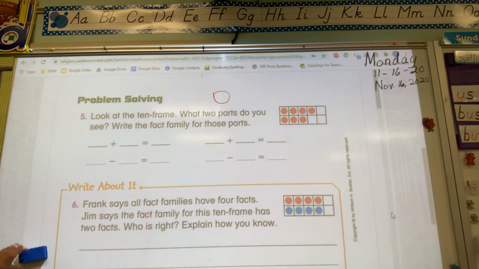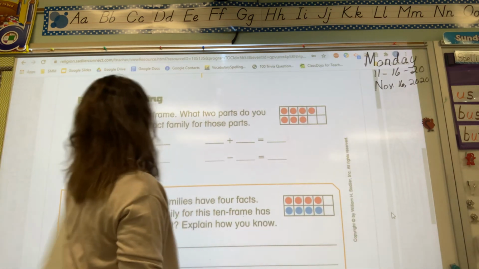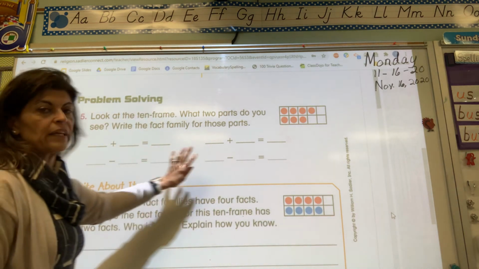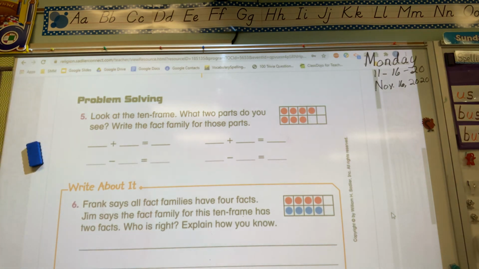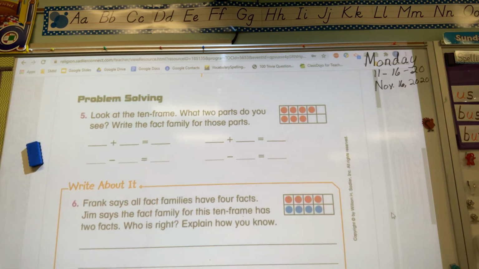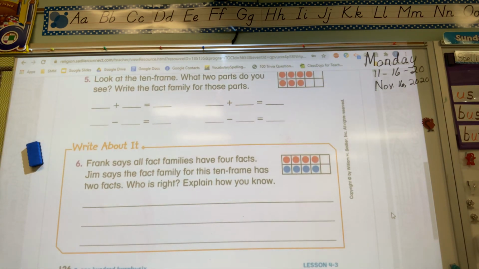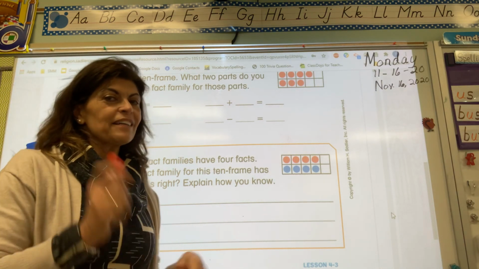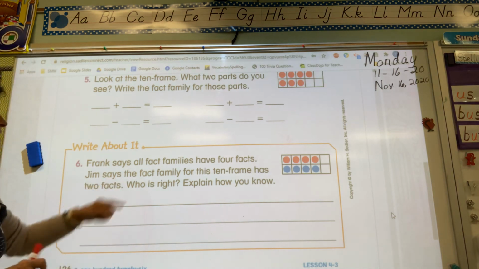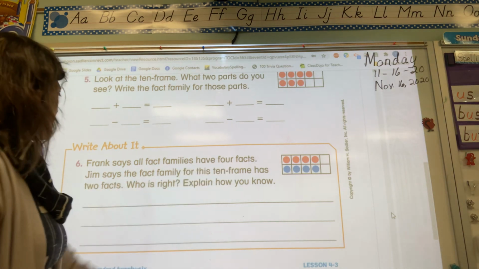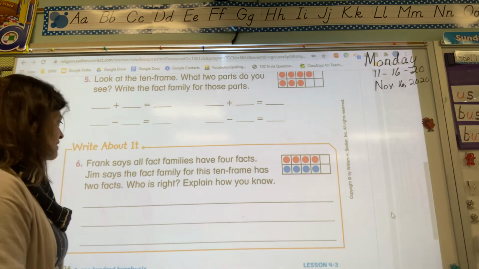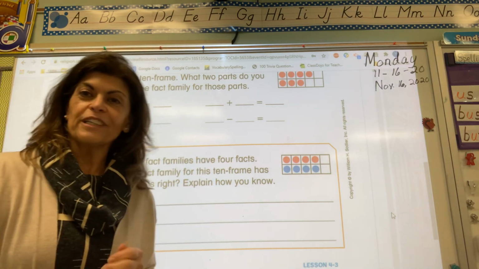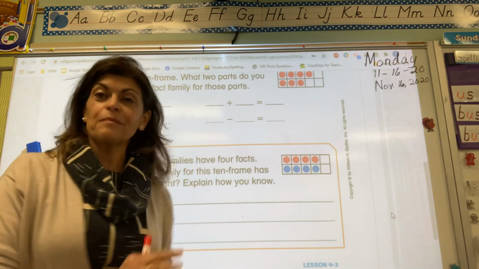What 2 parts do you see? Here's your 10 frame right here. What 2 parts do you see? You're going to fill in all 4 of those equations and then write about it. Frank says all fact families have 4 facts. Is that true? We just talked about it, so what do you think? Jim says the fact family for this 10 frame has 2 facts. Who is right? Explain how you know. This is one of those little tricky questions, so I wanted to see what you come up with for that.